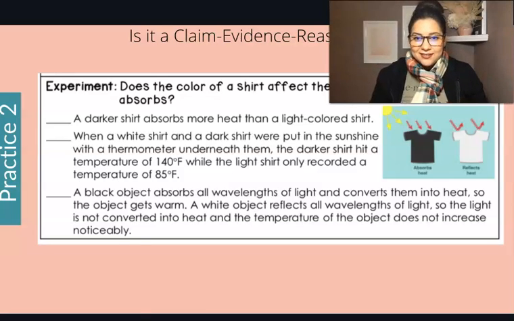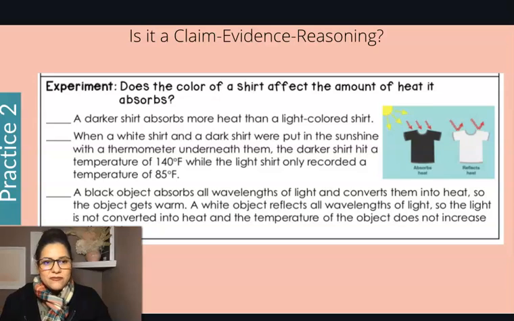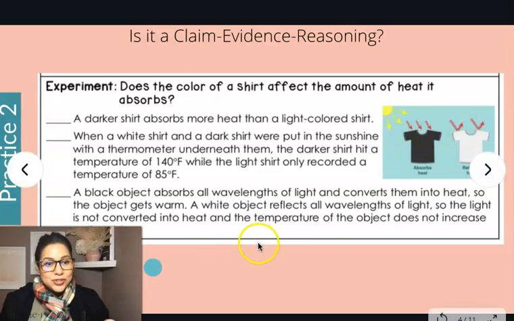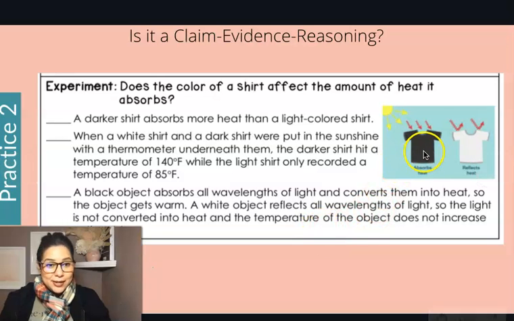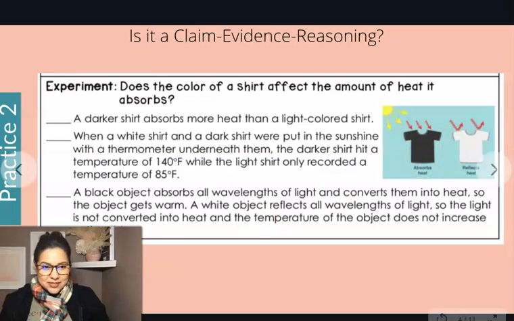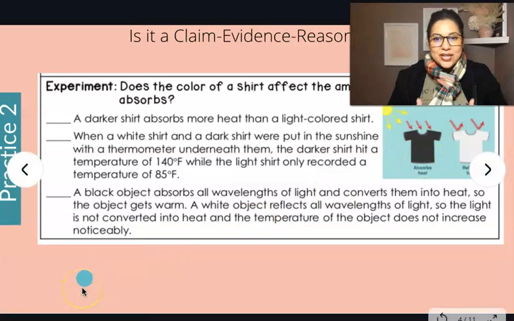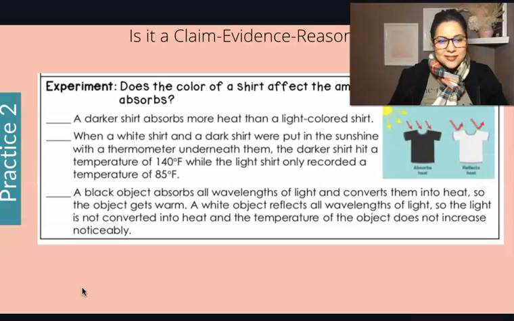So in the first experiment, the question is, does the color of a shirt affect the amount of heat it absorbs? If we observe carefully, we'll notice there's a diagram with both a white and a black shirt. Now we're given three different statements, and it is our job to determine which one is a claim, which one is a piece of evidence, and which one is a reasoning.